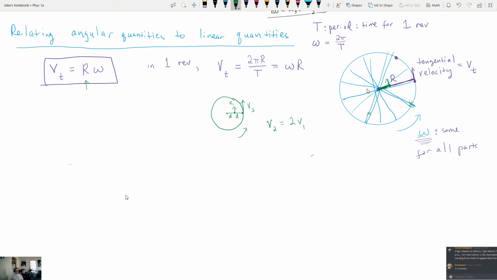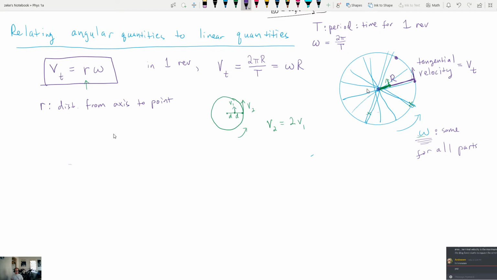Does that make sense? So this R, if it represents the radius of the object, this just represents the tangential velocity of some point on the rim. So really, maybe using capital R is bad. And really what I should just use here is lowercase r, where r represents the distance from the axis to the point where you want to find the tangential speed.